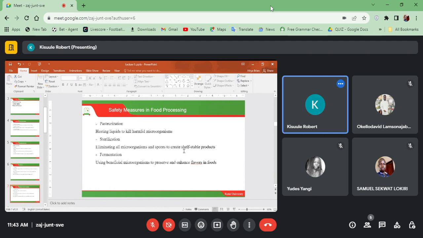Also, we are looking at sterilization, eliminating all microorganisms and spores to create shelf-stable products. You finish processing your particular foodstuff, but then you need to sterilize. In most cases, people tend to sterilize the containers where they're going to be putting these foods. And what I know is that, locally, sterilization is using hot water to wash the inner linings of that particular container.